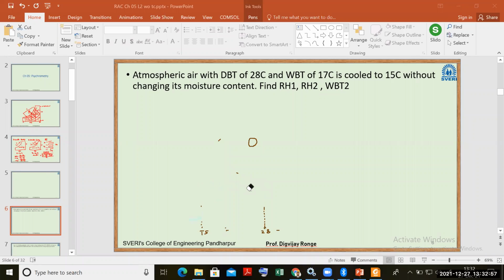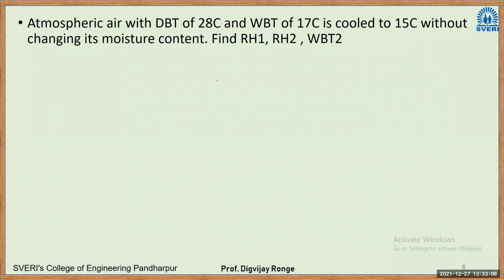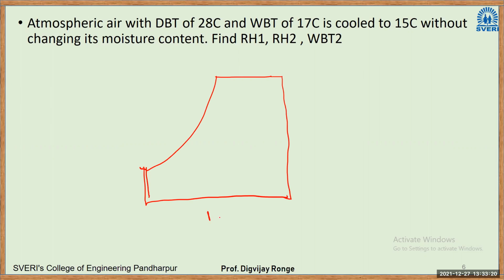I'll erase this one. Okay, so I will explain with the help of psychrometric figure also. The psychrometric chart. Here it is, DBT is there. Here it is, specific humidity is there. So initially, this was the condition. 0.1 was there, where the DBT was 28 degrees Celsius and WBT was 17 degrees Celsius. Initially the RH was 30%.